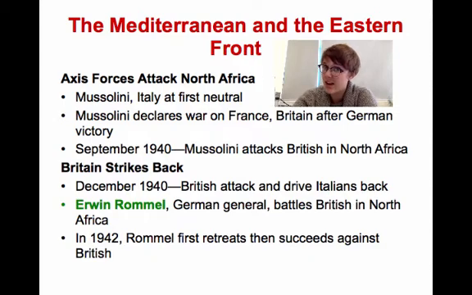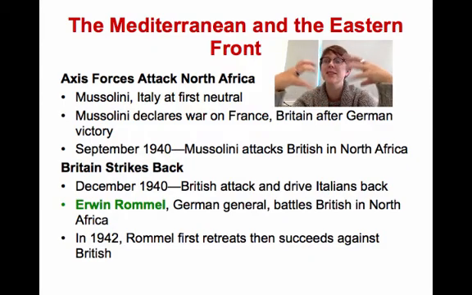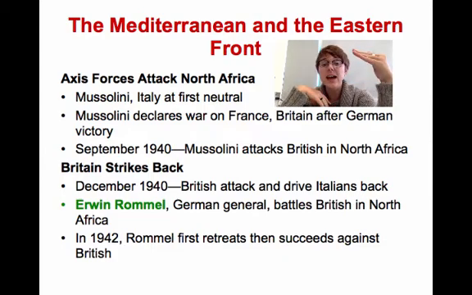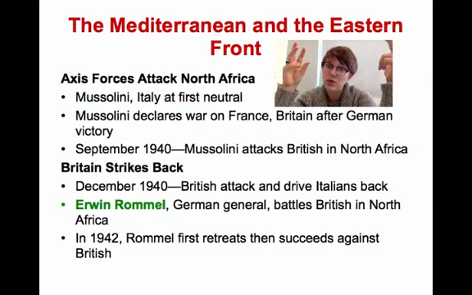Remember, Mussolini is our fascist dictator in Italy. Now, at first, Mussolini does not join Hitler, okay? He is trying to remain neutral. He's focused on Italy, okay? But as soon as Hitler has taken over France, Mussolini declares war on France and Britain, and he starts to move into sort of the southern part of France as well.